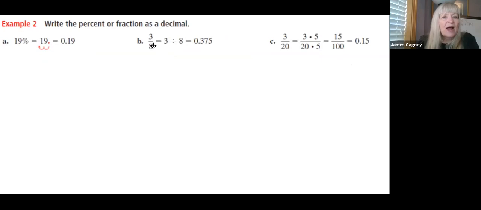So to write a fraction as a decimal, you simply divide the top by the bottom. 3 divided by 8 on your calculator would be 0.375. Interesting. I'm not sure why they did it this way, but they said in order to have 20 be 100, I need to multiply the top and the bottom both by 5. So I'm going to get 15 over 100. This means this is going to be 0.15.